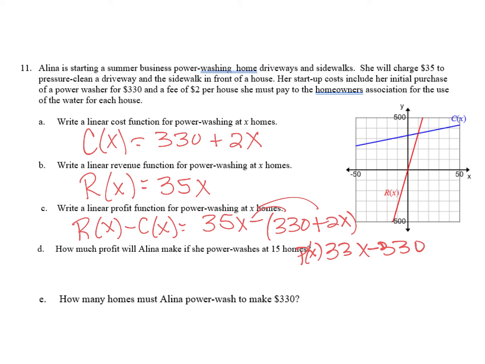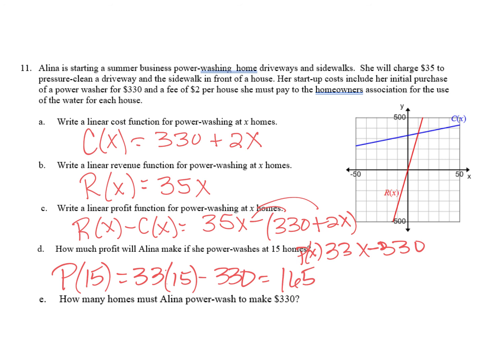So then it says, how much profit will Alina make if she power washes 15 homes? Well, 15 homes means I'm finding P of 15. So that's going to be 33 times 15 minus 330. And that comes out to be $165.